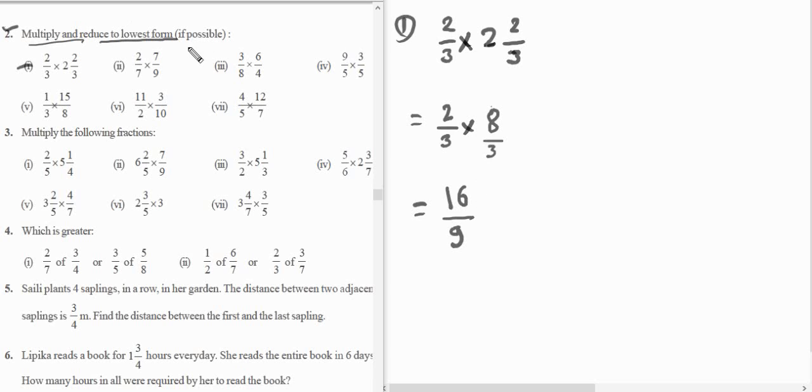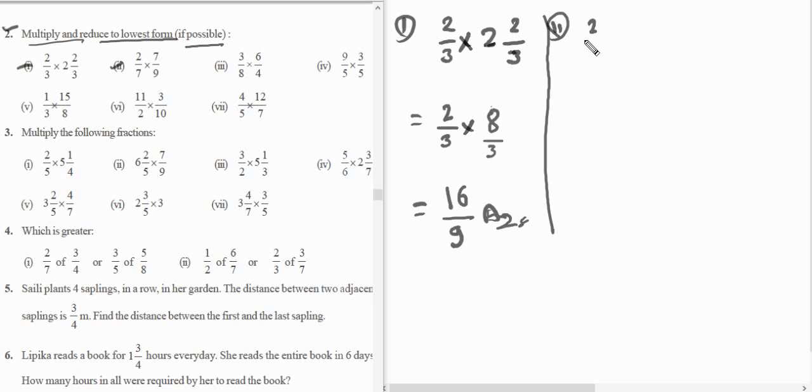Now we have to reduce to the lowest form. So this will not be our answer, this will be our answer, right? We cannot cancel out anything here. So this is our answer here, right? Like this. This is very easy. You can solve it here. Second one, let us see.